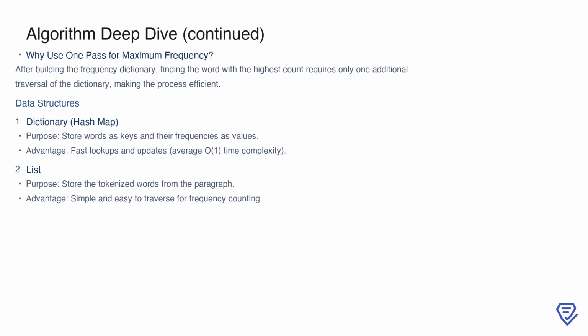The dictionary, or hash map, is central to the algorithm. It stores words as keys and their frequencies as values, and it's highly efficient because it supports fast lookups and updates with an average time complexity of O(1).